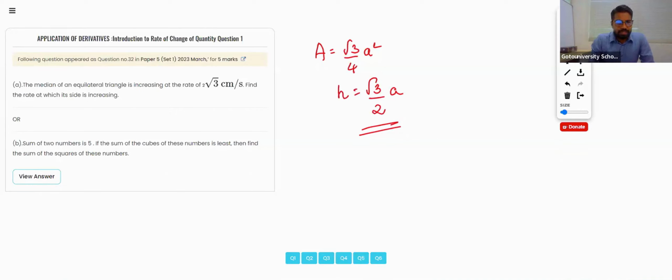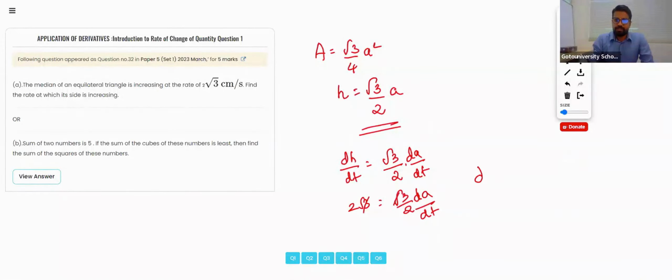So the median is increasing at what rate? 2 root 3. So we'll differentiate this first. dh by dt is what? Into da by dt. Am I right? So this is given as 2 root 3. So we're going to substitute the values, and we'll directly get the rate at which the side is increasing. So root 3 cancels. What is da by dt now? da by dt is 4 centimeter per second, if the units are in seconds. Yes. So that's the answer for the first question.